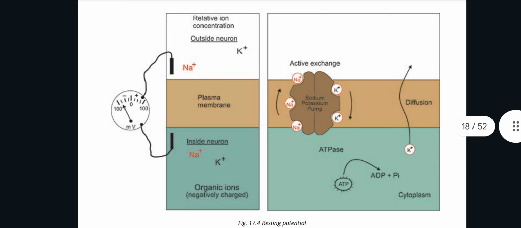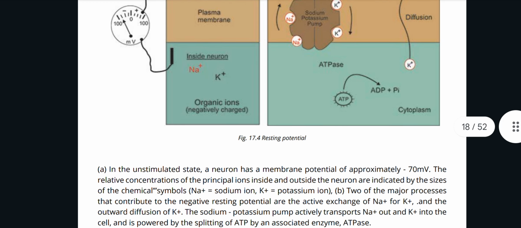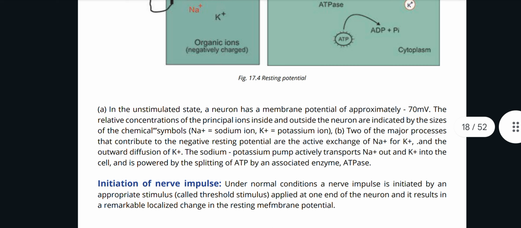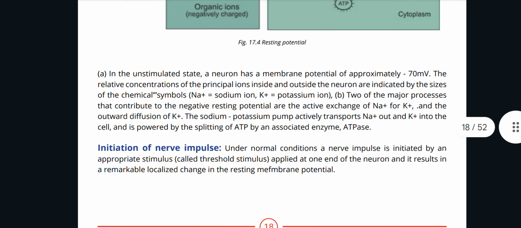As you can see over here is a diagram of resting potential. In the unstimulated state, a neuron has a membrane potential of approximately minus 70 millivolts. The relative concentrations of the principal ions inside and outside the neuron are indicated by the sizes of the chemical symbols. Two of the major processes that contribute to the negative resting potential are the active exchange of potassium and sodium ions and the outward diffusion of potassium. The sodium potassium pump actively transports sodium out and potassium into the cell and is powered by the splitting of ATP by an associated enzyme, ATPase.